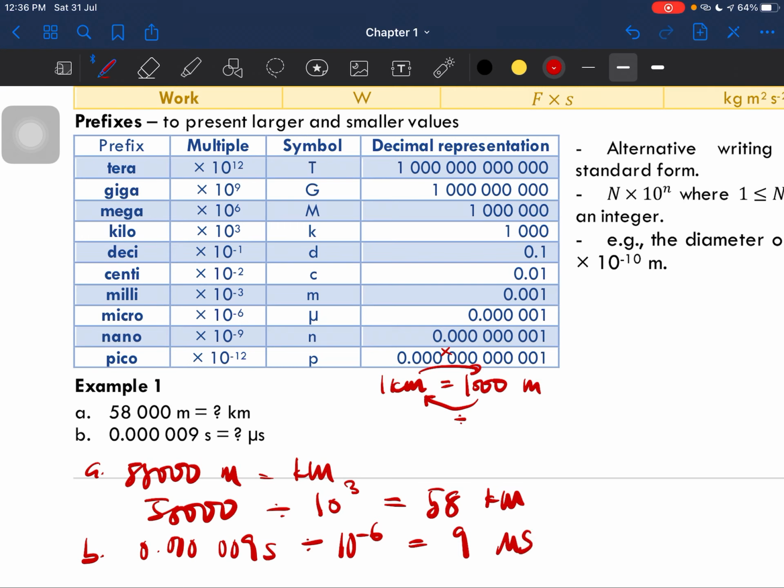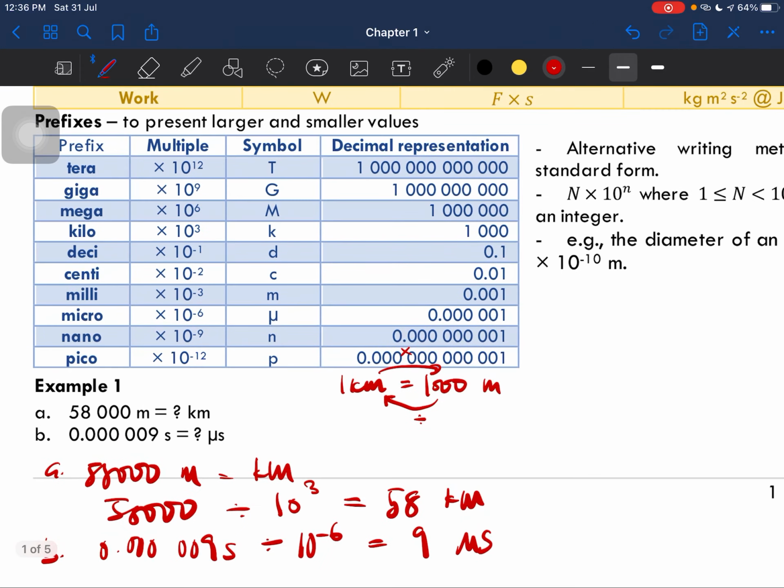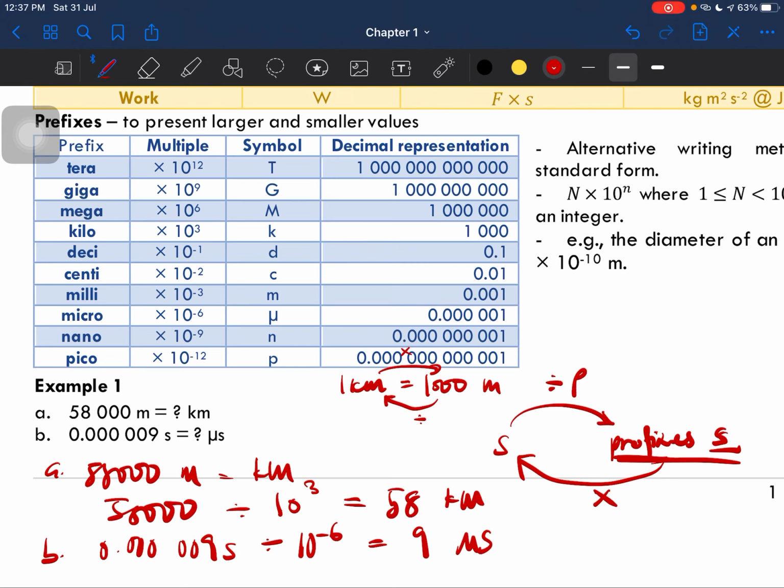microsecond. Okay, so what I'm trying to say is when it asks you to change from the SI unit into something that will have a prefix in front of the SI unit, you can divide them. Okay, but when it already has the prefix in front of it, you can times it with the prefix. Okay, P here is prefix.